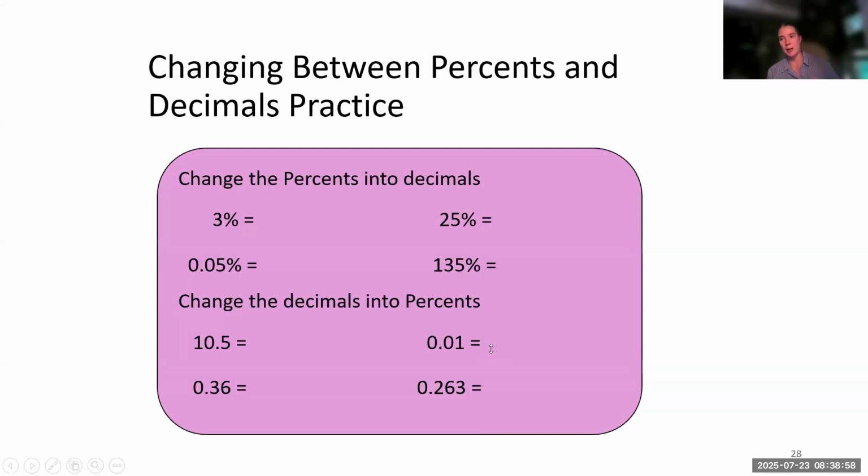So remember, if you're going from percents to decimals, that you're starting with a bigger number and you're going to end with a smaller number. So if you're starting with a whole number, in most cases, you're going to end with a fraction. It's part of the whole.